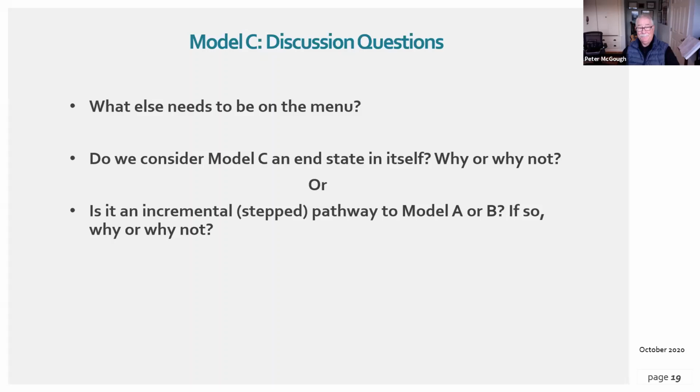Thank you. Thank you, Dr. McGough. Okay, got a lineup of people. And may I just say, I actually appreciate this. Many of you are answering all of the questions we have on the screen, and that's fine. We don't need to go in particular order. So please just continue to share your thoughts, both on if there's anything else that needs to be on that menu that Liz referred to earlier, and also, do we consider Model C an end state in itself? Why or why not? Is it an incremental pathway to Model A or B? If so, why or why not? Please continue to do the great commenting you're doing and answering all of these questions.